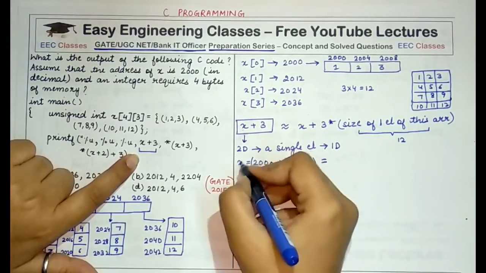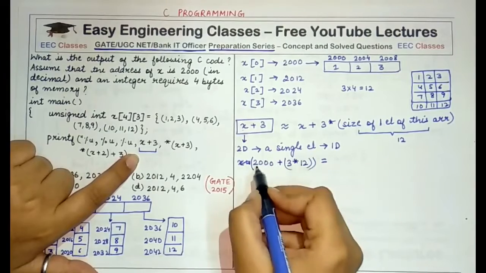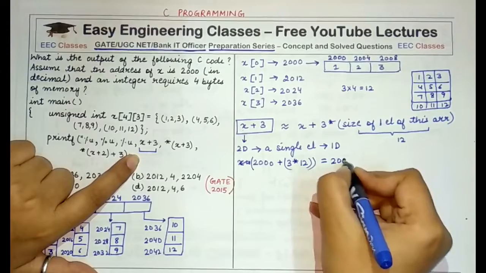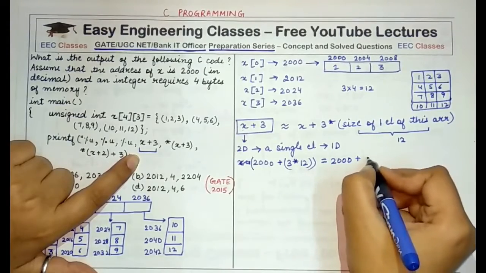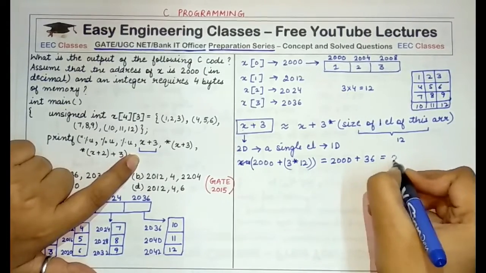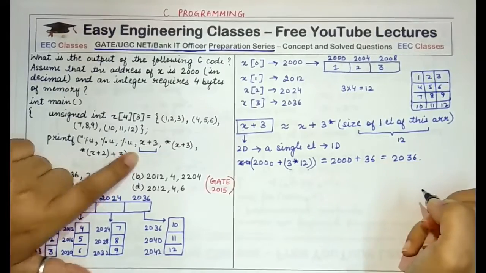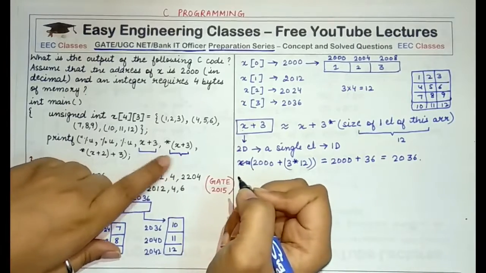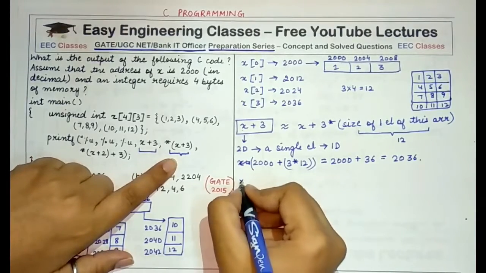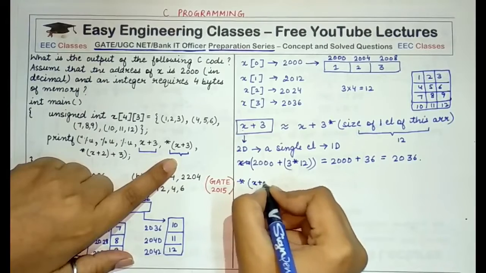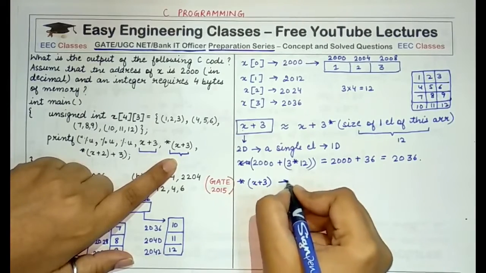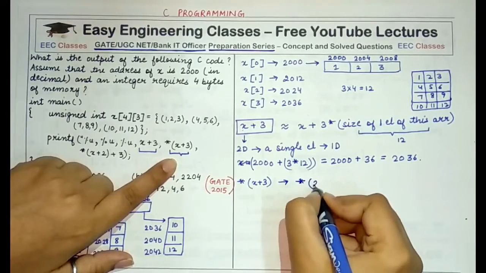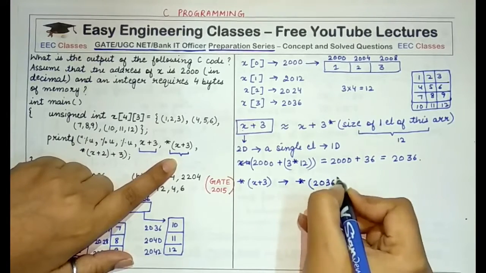So x plus 3 is 2000 plus 3 into 12, which is 2000 plus 36. So this gives you 2036. Now coming to the second part of this printf statement, star of x plus 3. Since we know that x plus 3 is 2036, basically we are being asked star of 2036.